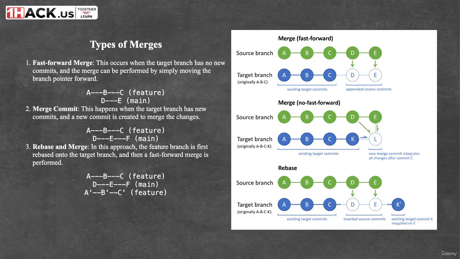The third type is the rebase and merge. In this approach, the feature branch is first rebased onto the target branch, and then a fast-forward merge is performed. This results in a linear commit history, as if the feature branch was developed directly on top of the target branch. Each of these merge types has its own advantages and use cases, and the choice of which to use will depend on the specific needs of your project and the preferences of your development team.